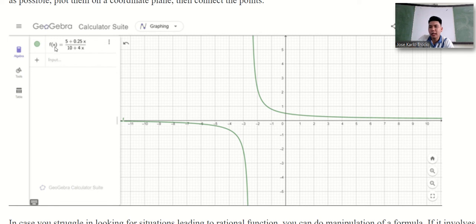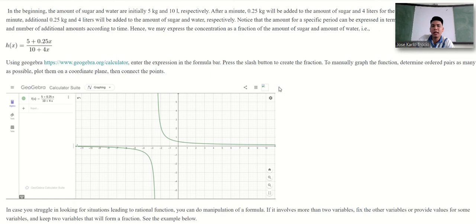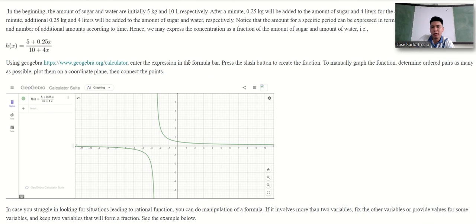Click here, and then you can type in f of x is equal to 5 plus 0.25, and make sure you have the formula bar. Enter the expression in the formula bar, and then use the slash button to create the fraction.